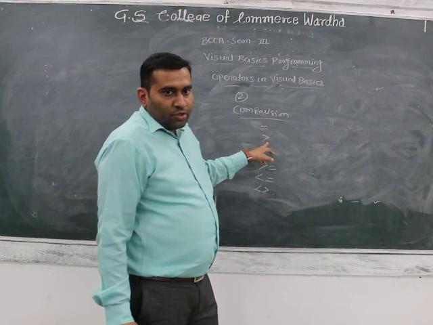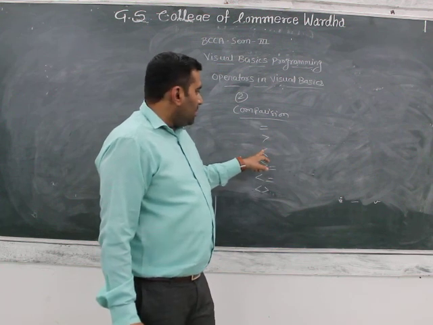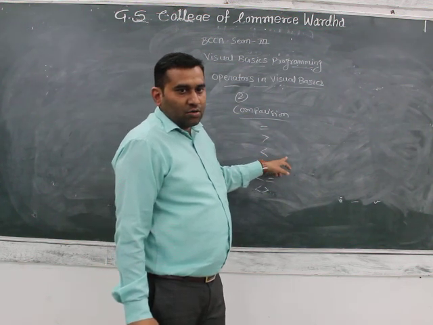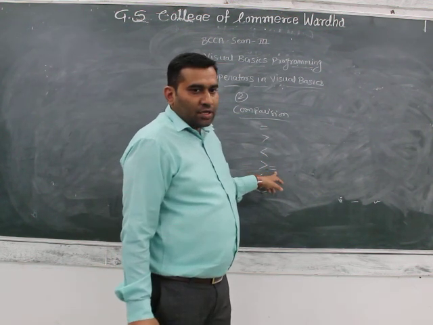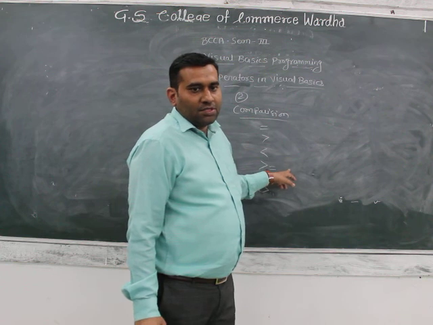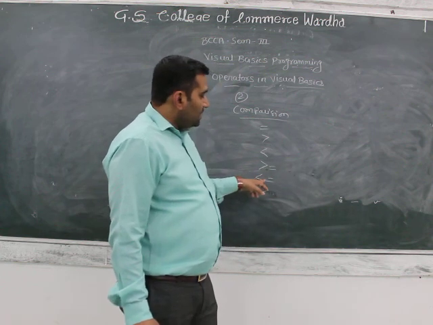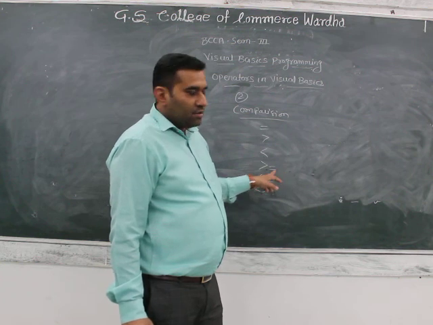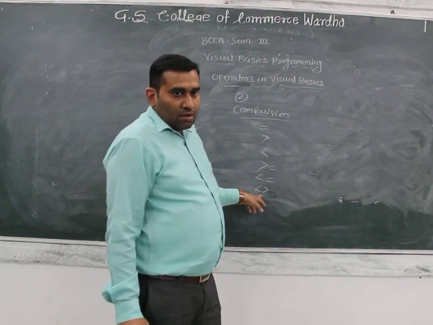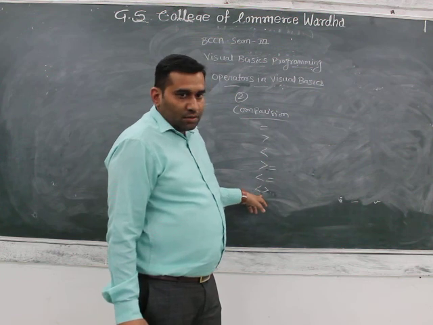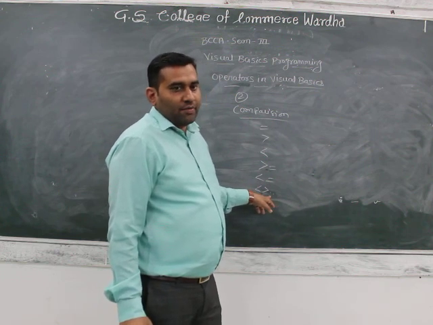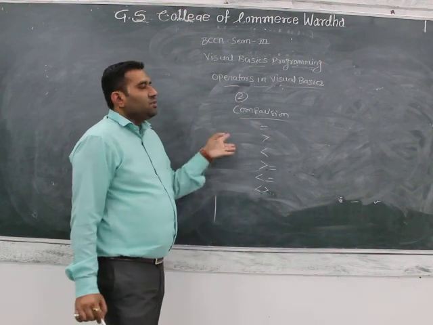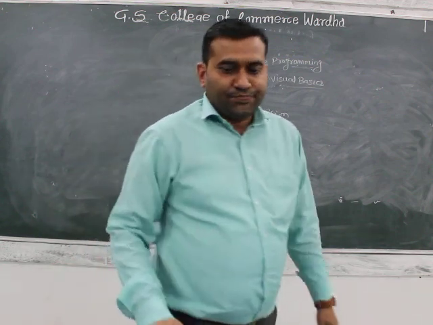First is equality and assignment. Second is greater than, used to find out the greater number. Third is less than, used to find out the lowest number. Greater than or equal to finds out whether the value is greater or equal. Less than or equal to finds out whether the value is less or equal. Not equal finds out the not equal value. These types of comparison operators are used in Visual Basic.